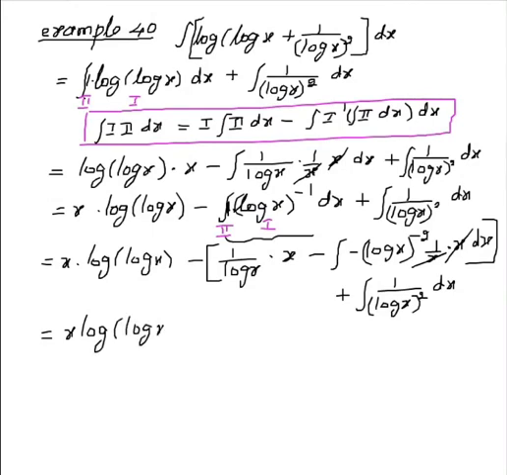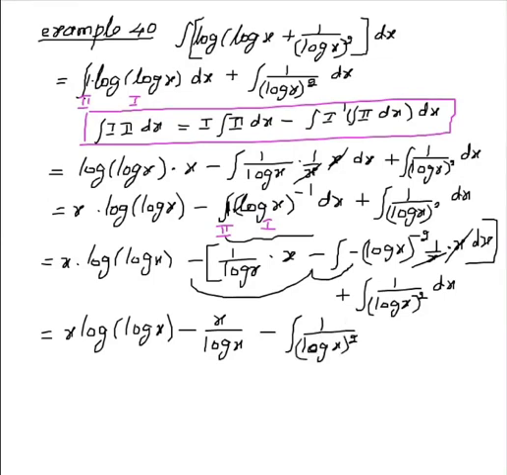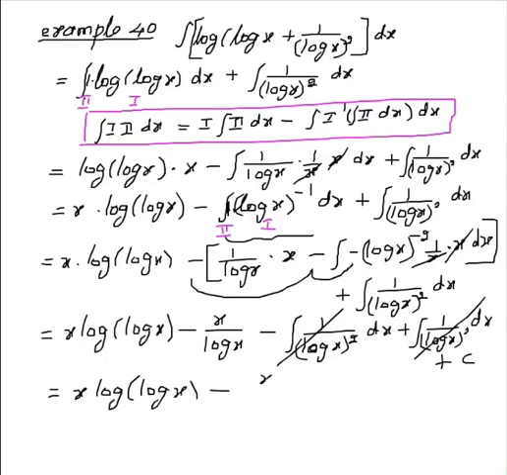X into log of log x minus x divided by log x, and here we have three negative signs. This minus has to be distributed, so it becomes minus integral 1 divided by log x the whole square dx, and the last term integral 1 divided by log x the whole square dx. These two terms are getting cancelled, and we will add plus c here. Therefore the answer is x times log of log x minus x divided by log x and plus c.